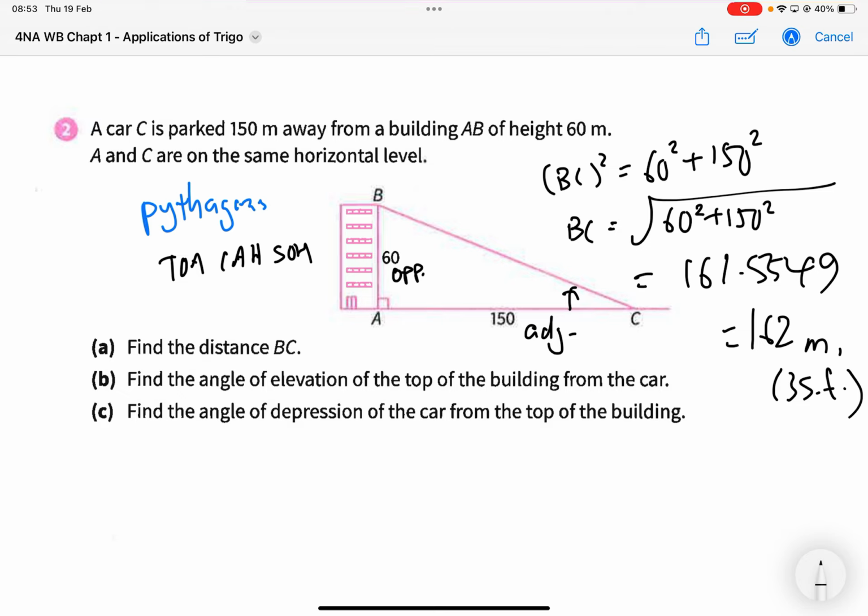So tangent. Tangent of this angle is the ratio of opposite over adjacent. So for part B, I will write down tangent of this angle. You can name this angle angle C, since it's at the C. Tangent of C is equals to opposite over adjacent. Opposite is 60, adjacent is 150.